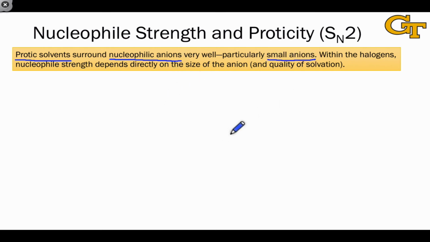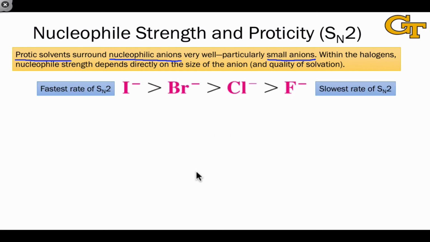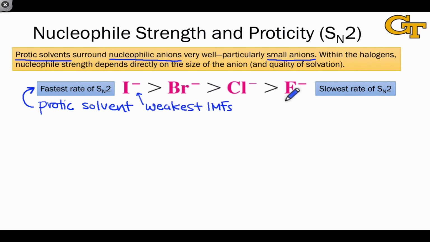This leads to an interesting trend in nucleophilicity within the halogens when a protic solvent is involved. The fastest rate of SN2 is observed for the iodide anion, and this is because this anion is associated with the weakest IMFs. The slowest rate of SN2 is associated with the fluoride anion, which is very small and highly charged. For this reason, it's associated with the strongest IMFs with the solvent.